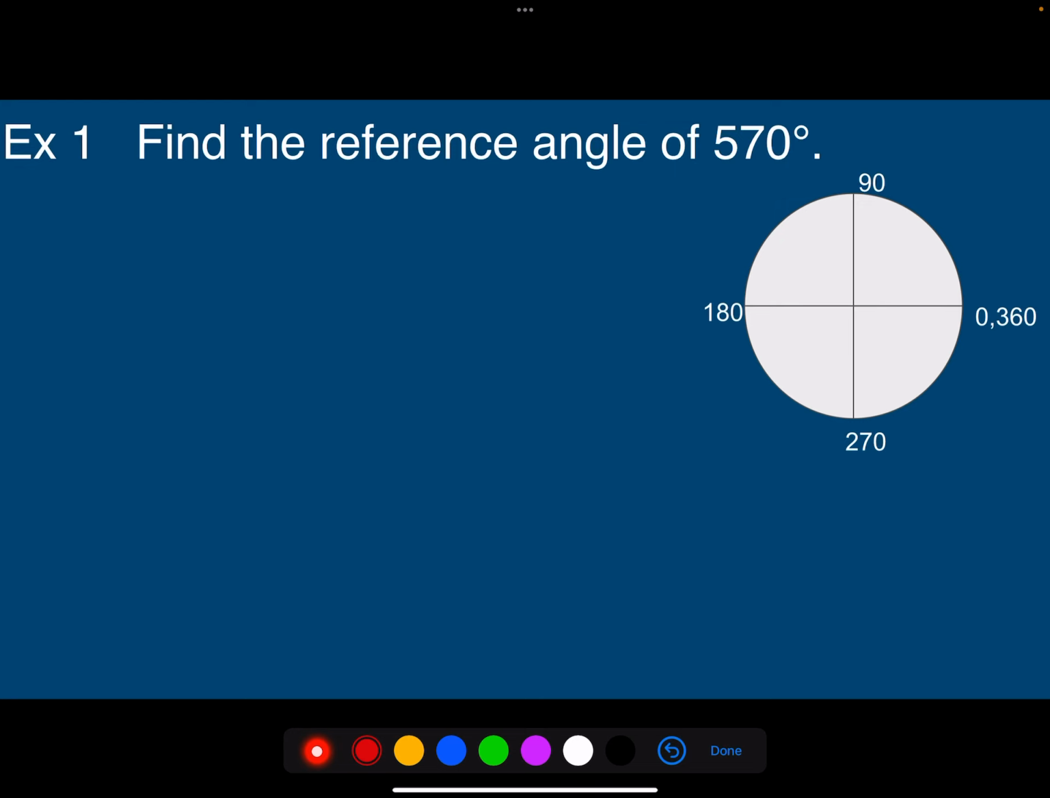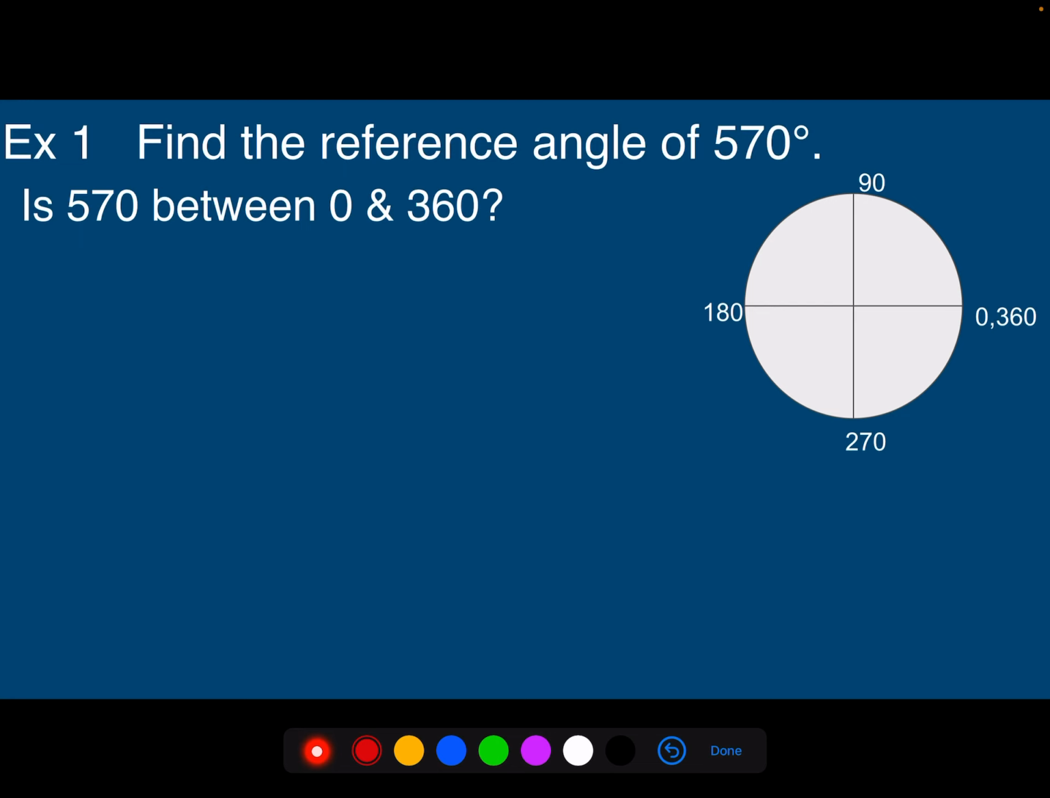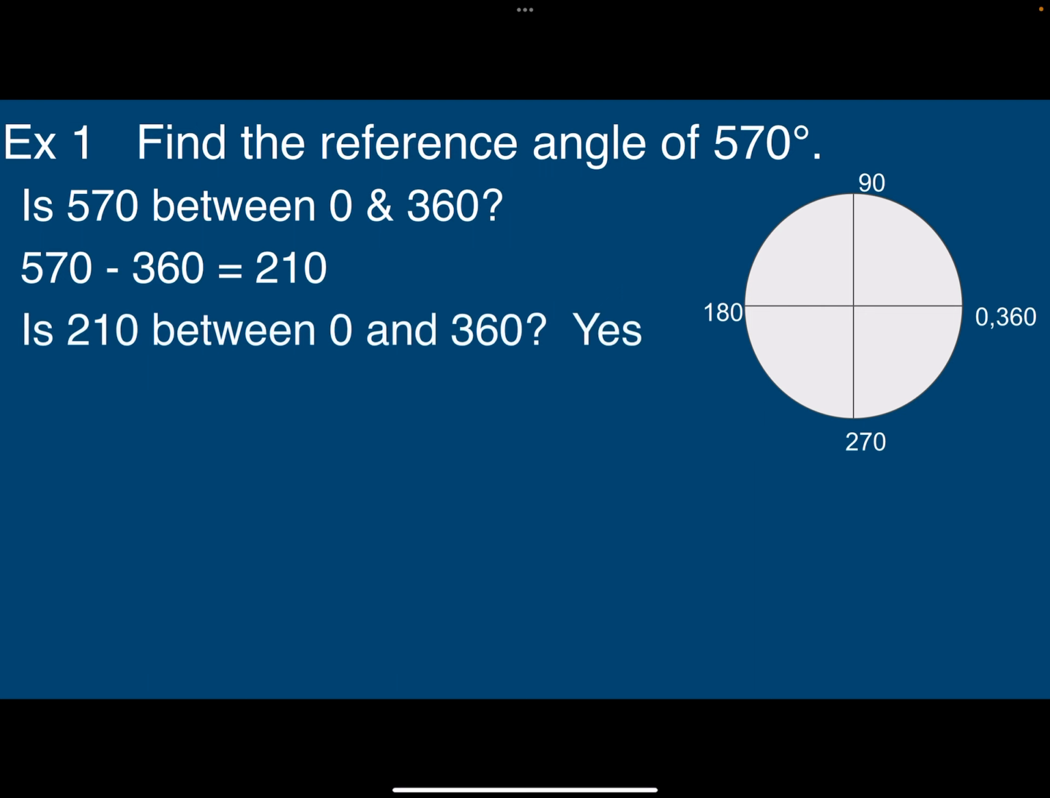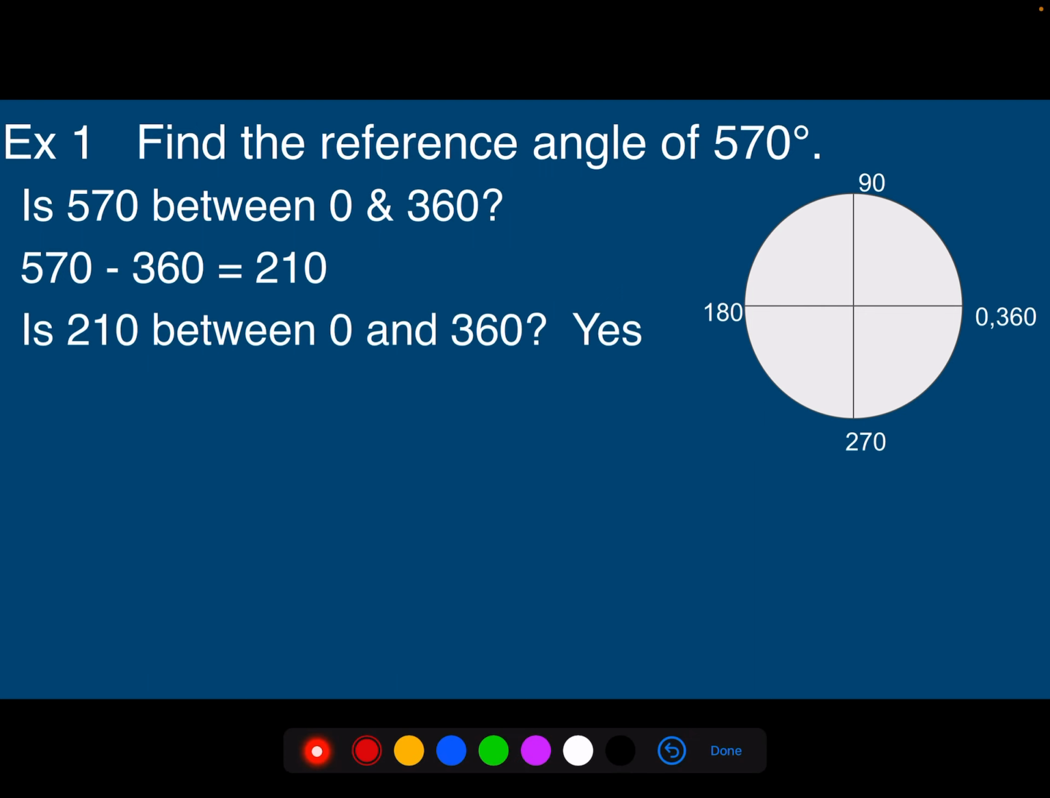So let's give it a try. I want to find the reference angle of 570 degrees. The first thing I ask myself: is it between 0 and 360 degrees? It's not, so I'm going to subtract 360. And now I know it's 210. I know it's between 0 and 360, and my next question is to figure out what quadrant it's in. I know 210 is greater than 180, and it's less than 270, so it's going to be in this quadrant right here.